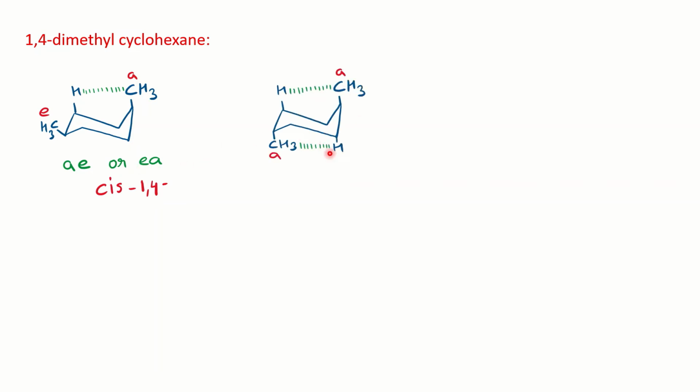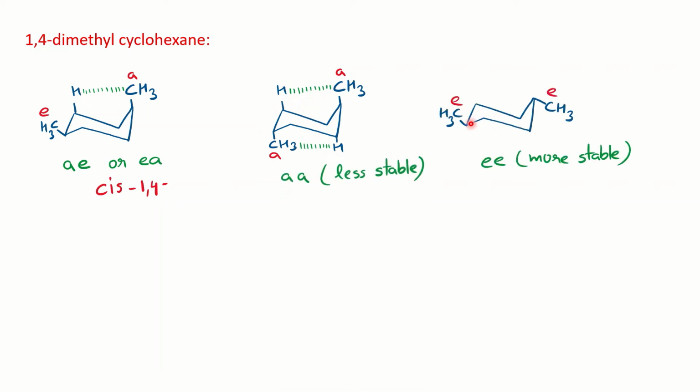Now, if they ask you to draw the trans 1,4 isomer, again, the possibility is that either two may be in axial position. So again, you will find a total of four 1,3 methyl hydrogen interactions after flipping, and that makes it less stable. The other possibility is you can draw both at equatorial position for trans 1,4. That makes it more stable because here you don't have any 1,3 diaxial interaction.